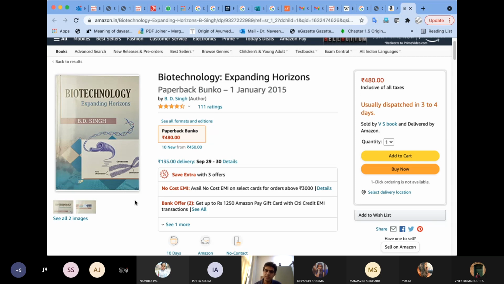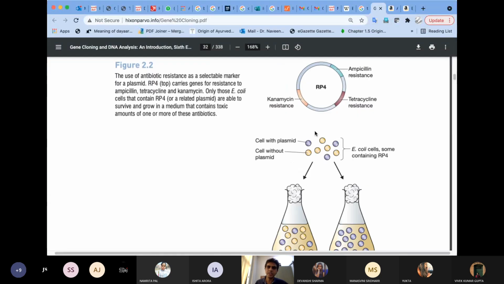But if you're going for higher study, for masters and so on, then definitely you will require some other books also. But for the undergrad level, this book is, you can say, a Bible for you, but not for all. So these are the books that you should read and study.